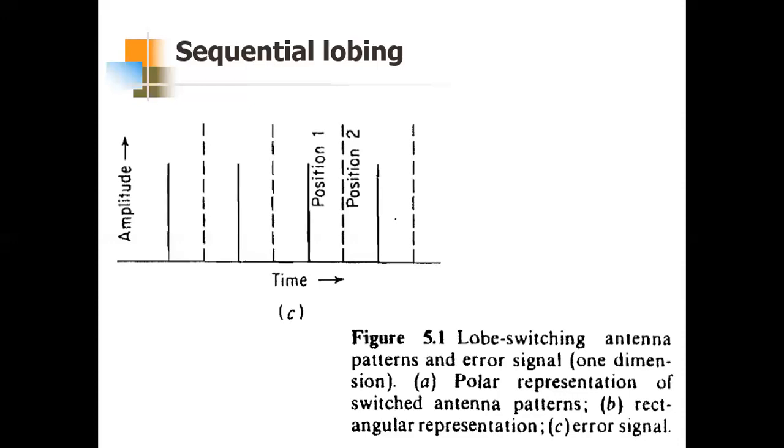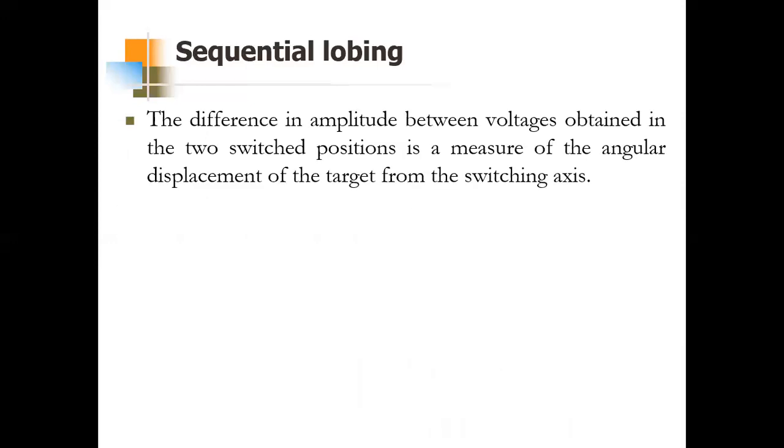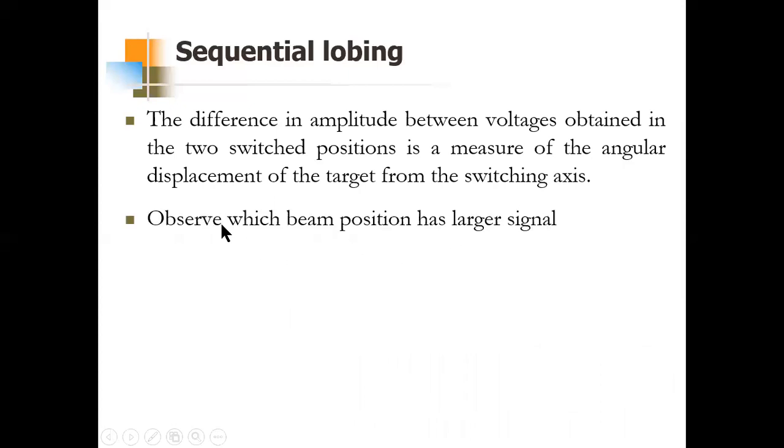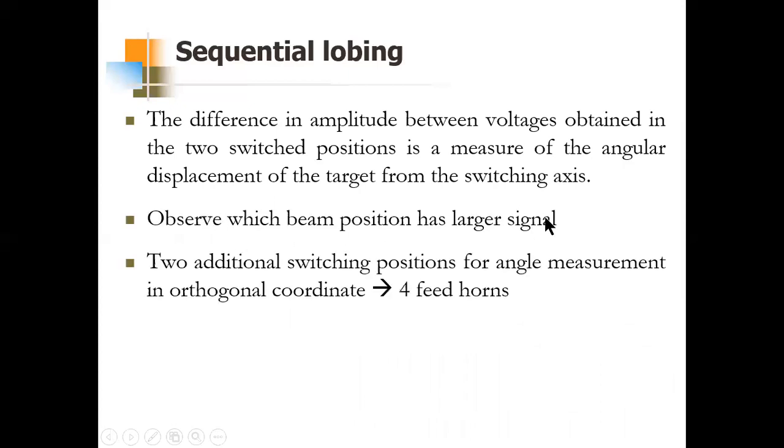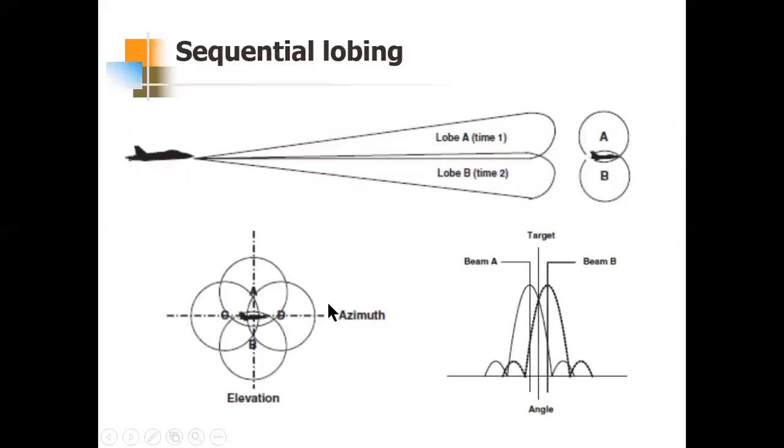This would be the position switching. The same things are written here. The difference in amplitude between the voltages obtained in two switched positions is a measure of the angular displacement of the target from the switching axis. So there are two switched positions, and we see the difference in amplitude between the two positions. We have to see which beam position has the larger signal. So for two angle coordinate measurements, we need 4 feed horns. The next two beams should be in the orthogonal coordinate.